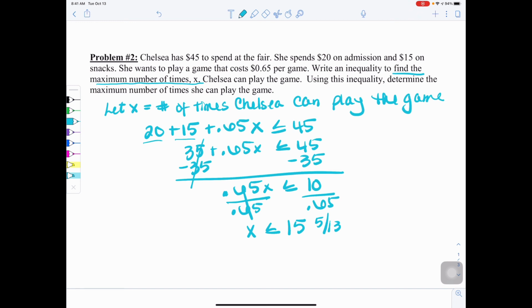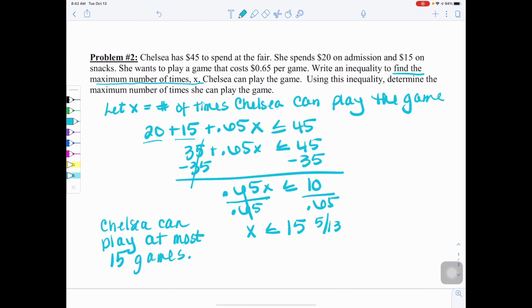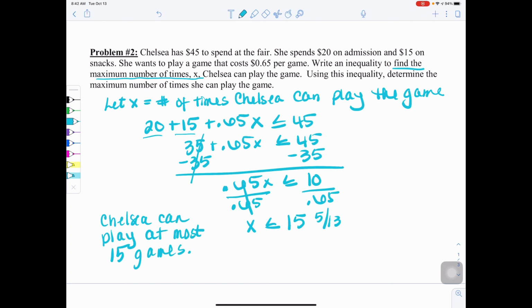Do we go down to 15 or do we go up to 16? Since it's 15 and 5/13, it doesn't matter whether it was above halfway or not. 16 games is going to be too much. She's not going to have enough money for that. So we always have to round down in this situation, which means the total number she could play would be 15 games. So Chelsea can play at most 15 games. And that concludes our lesson on solving problems day 2.